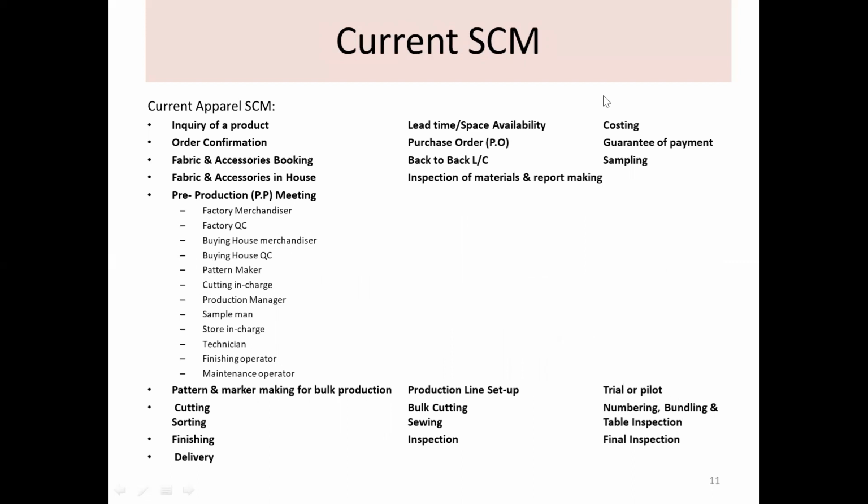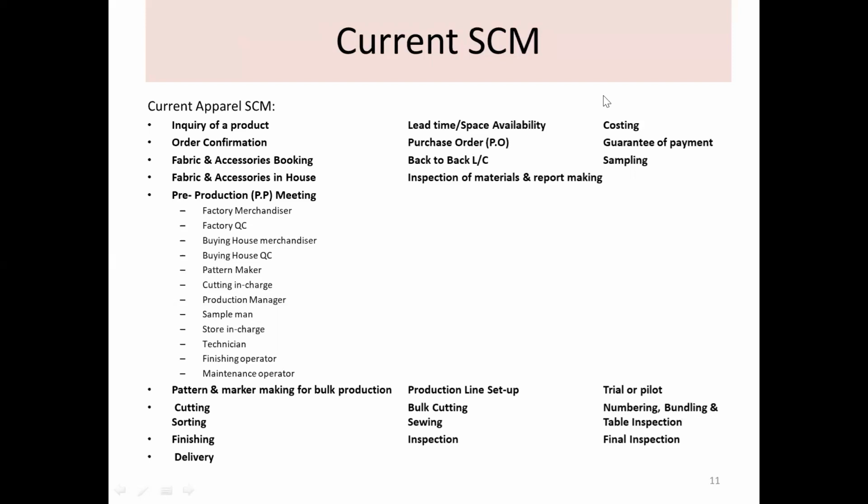So here is the current scenario of apparel supply chain management. It starts with an inquiry of a product, then lead time, then costing is done. After that, order confirmation, then purchase order, and guarantee of payment. After that, fabric and accessories are booked. Then back-to-back LC is done, sampling is done, then fabric and accessories in-house, inspection of material and report making. After that, the pre-production meeting is done.